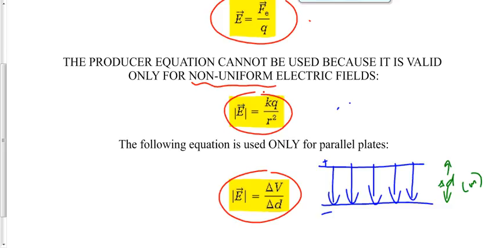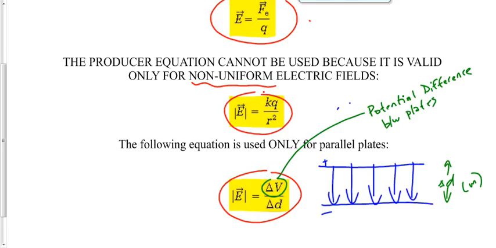Now delta V, that's a little bit trickier. I'm going to loosely define that for you today, and then over the next couple of days, we'll refine that definition a little bit, okay? Delta V stands for the potential difference between the plates. Now, the units for potential difference are going to be V, volts. Delta V is capital V. V is also a capital V in volts.